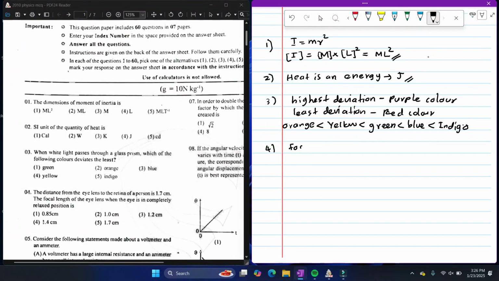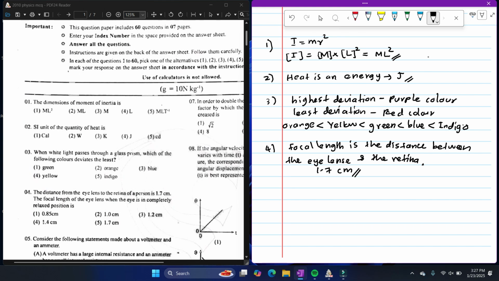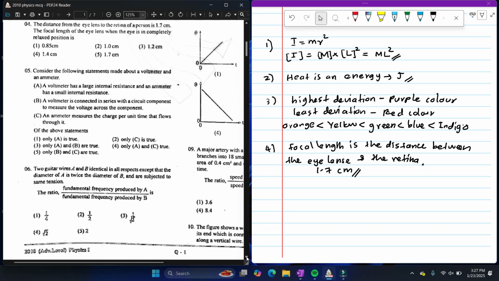Here the focal length is the distance between the eye lens and the retina. That is 1.7 centimeters. The answer for question number 4 is 4. Afterwards, we shall move on to the fifth question. Question number 5.